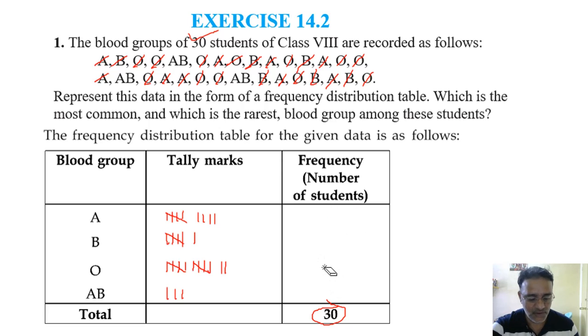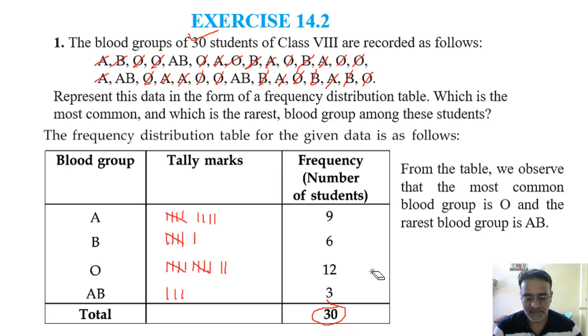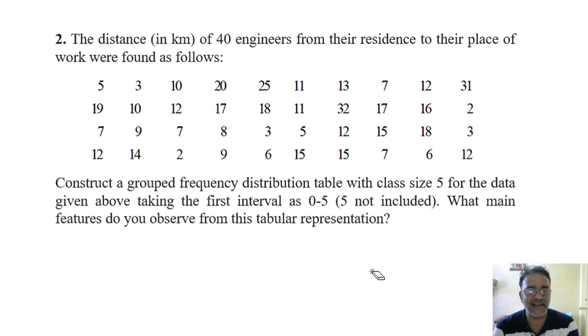Right, so now the question: which is the most common blood group among these students? O positive. O for O group. O group, not positive or negative, just O group. Which is the rarest blood group? AB. Right, AB. Okay, any doubt in this first question? No, sir. Okay, now we'll move toward the second question.